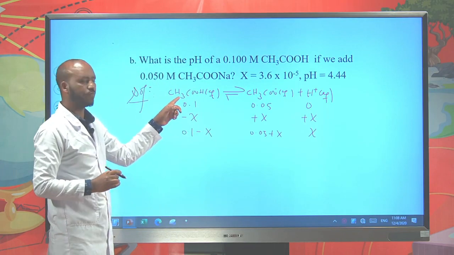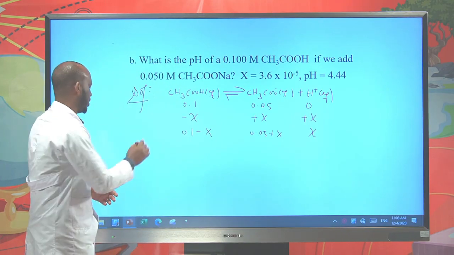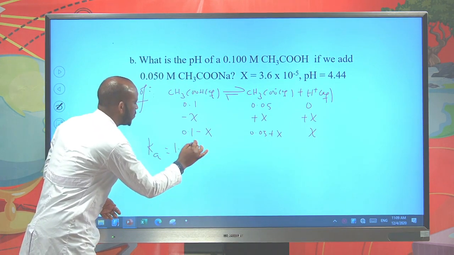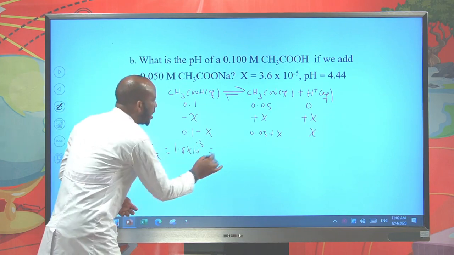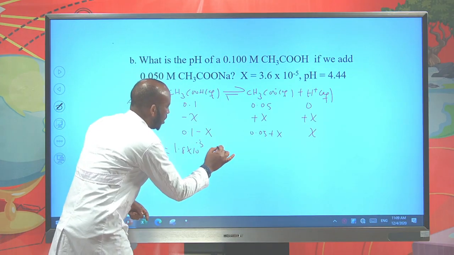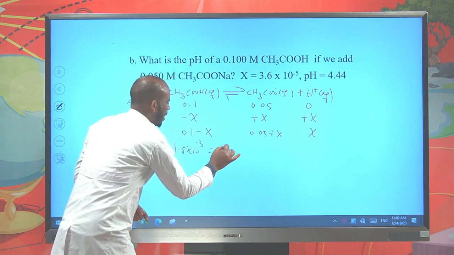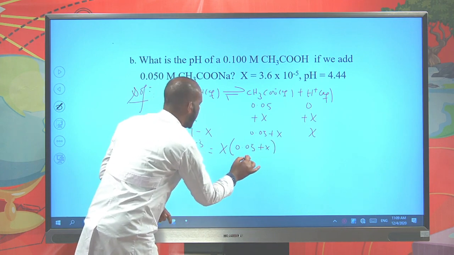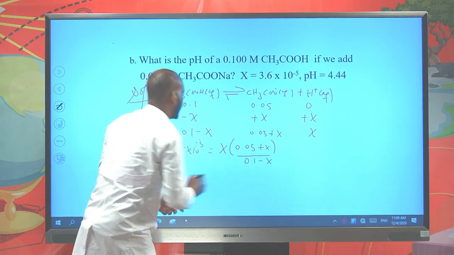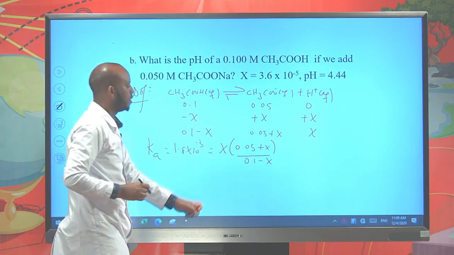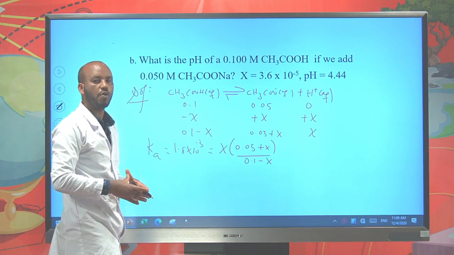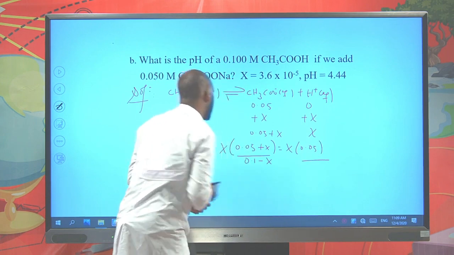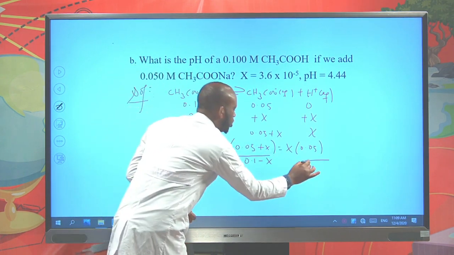Now you can set the dissociation constant for acetic acid, Ka, equal to 1.8 times 10 raised to minus 5, equal to the equilibrium concentration of acetate times the equilibrium concentration of H+, which is (X)(0.05 plus X), divided by 0.1 minus X. For a small value of X, 0.05 plus X is approximately 0.05, and 0.1 minus X is approximately 0.1.